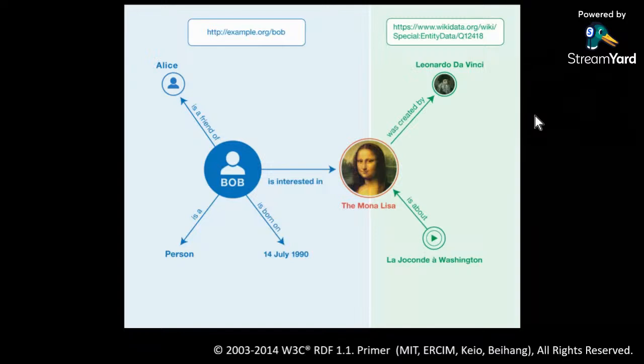So if we keep exploring Mona Lisa, we can see that Mona Lisa was created by Leonardo da Vinci. And there is also a resource here that is called La Gioconda Washington, which seems to be a recording because we can see the play icon. And La Gioconda Washington is about La Mona Lisa or the Mona Lisa.